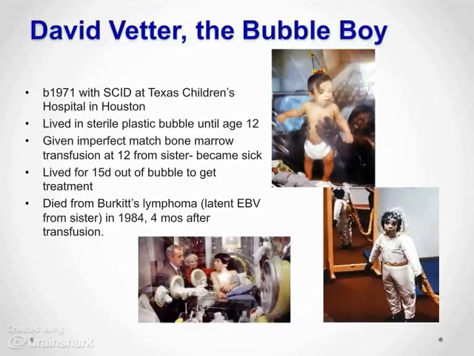He lived for 15 days outside of the bubble to get treatment, and he died from Burkitt's lymphoma due to a latent EBV infection from his sister in 1984, 4 months after his transfusion. The genetic defect in his cells that caused his SCID was later identified in 1993 to be in the interleukin-2 receptor.